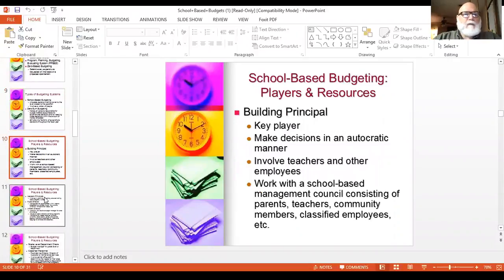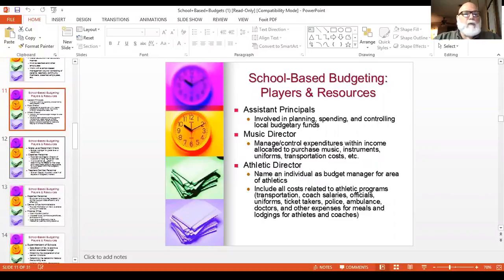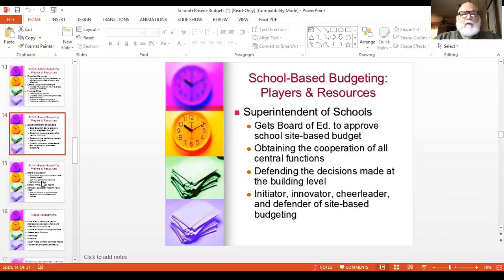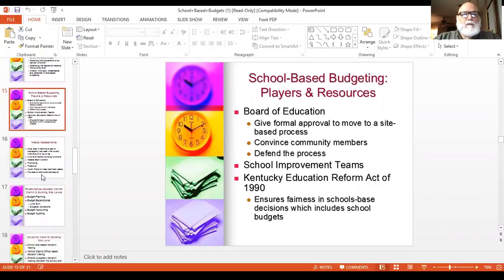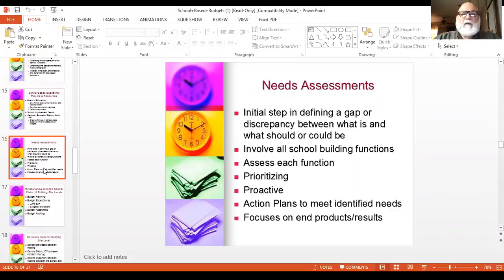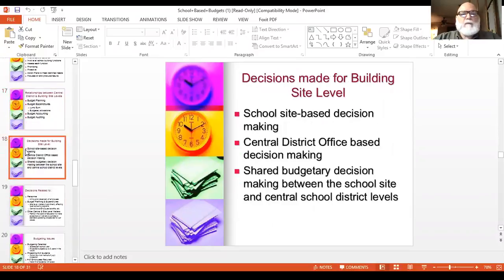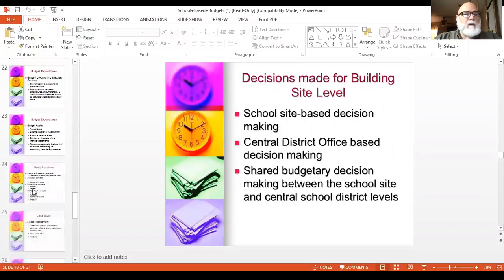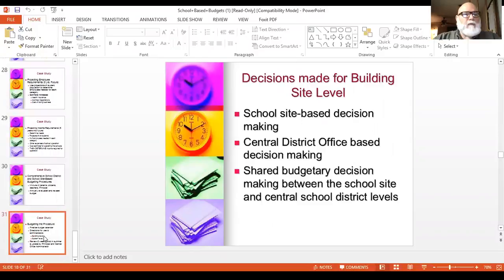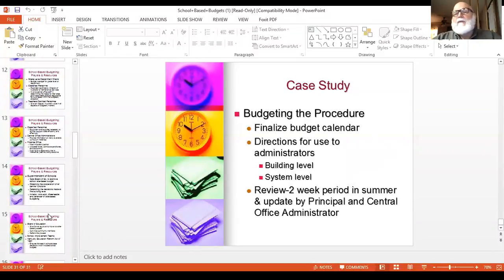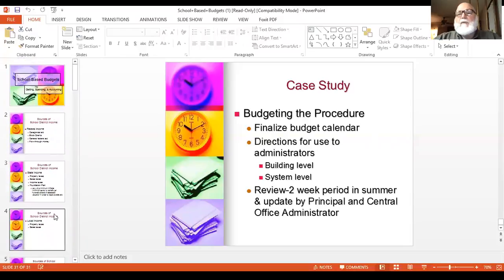This goes through everybody's role in the budget. This is a how-to to develop your budget: your needs assessment, looking at your test scores, those kinds of things. So this is a really good one. This is one of those toolkit things that you need to have. This is the step-by-step of how you should do a school budget.